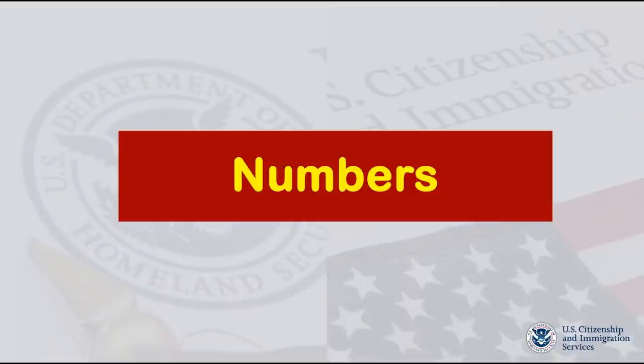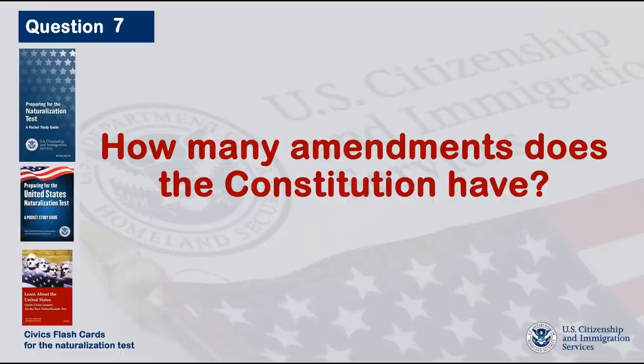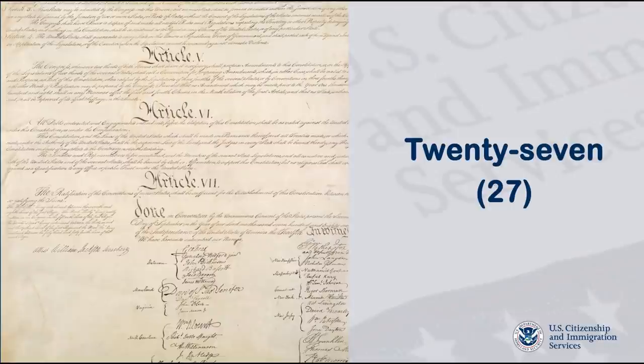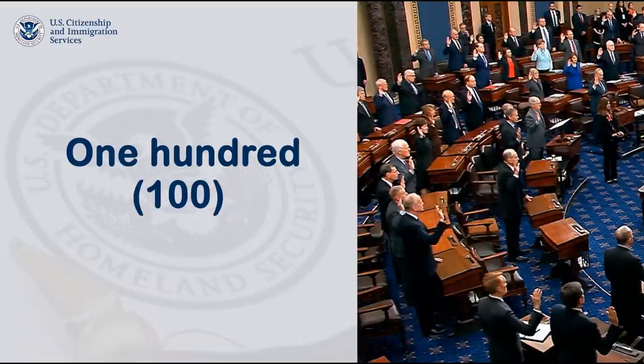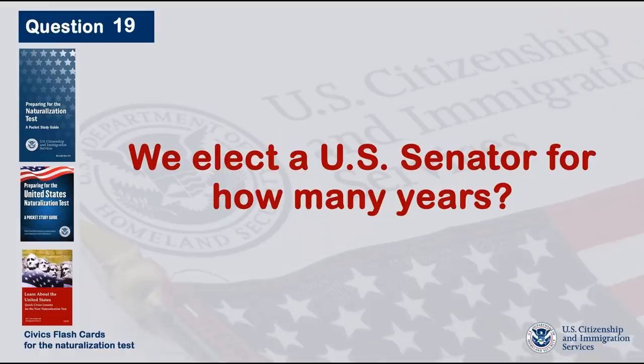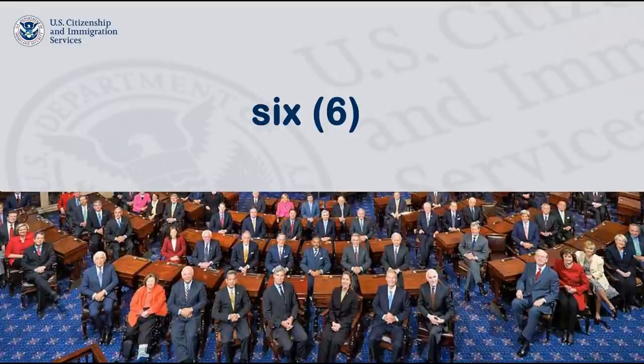Next group, numbers. How many amendments does the Constitution have? 27. How many U.S. senators are there? 100. We elect a U.S. senator for how many years? 6 years.